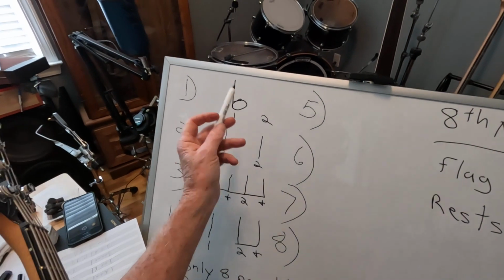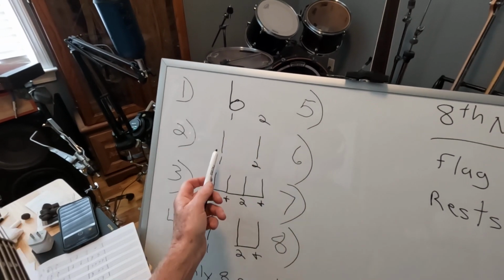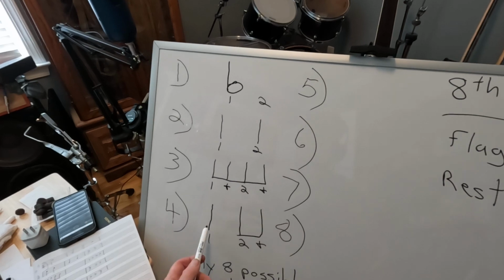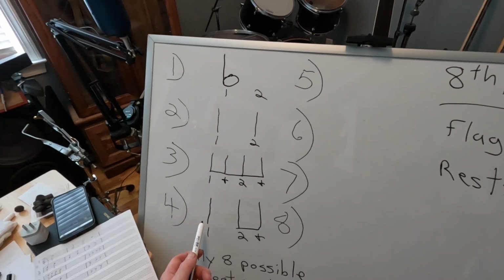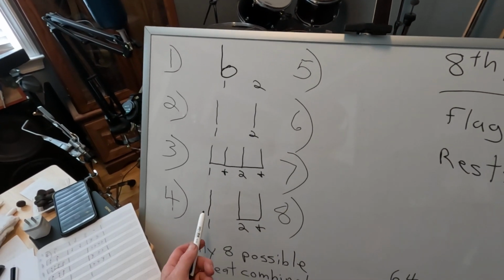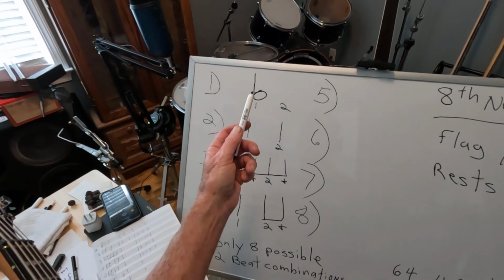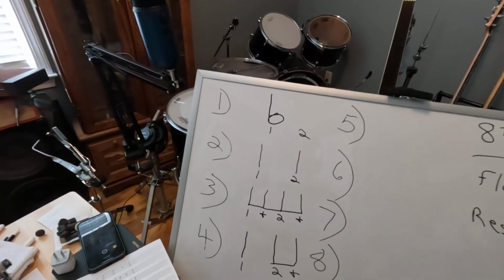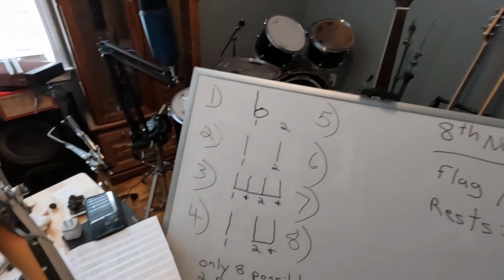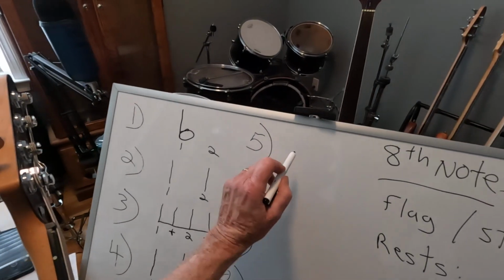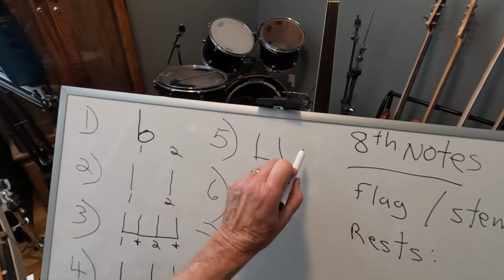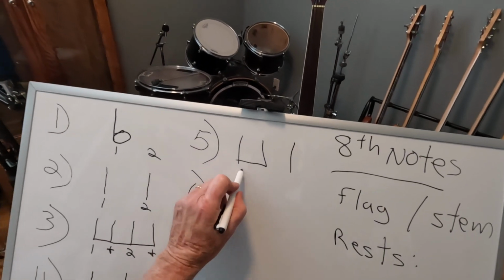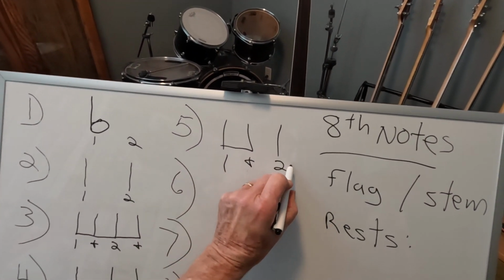So 1, 1, 2, 1 and 2 and 1, 2 and 1, 2 and 1, 2 and. See what we're doing? It's simple when you divide it up and conquer it in a systematic way. All right, pattern number 5 is 2 eighth notes and a quarter note. All right, so it'd be 1 and 2.